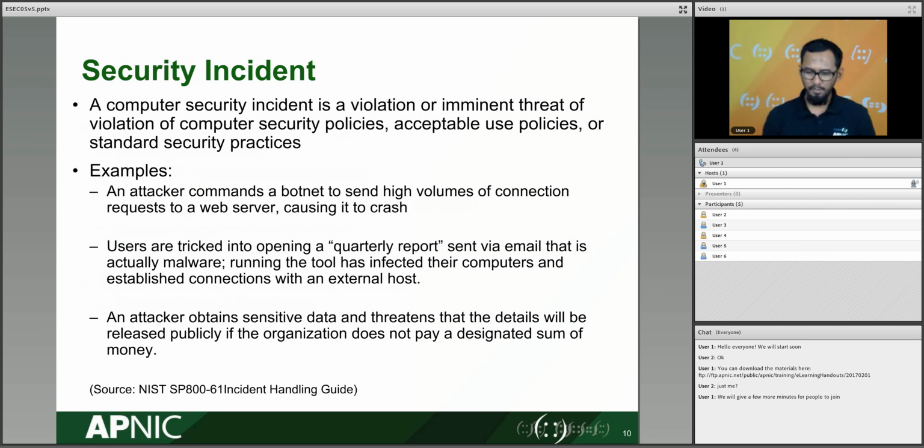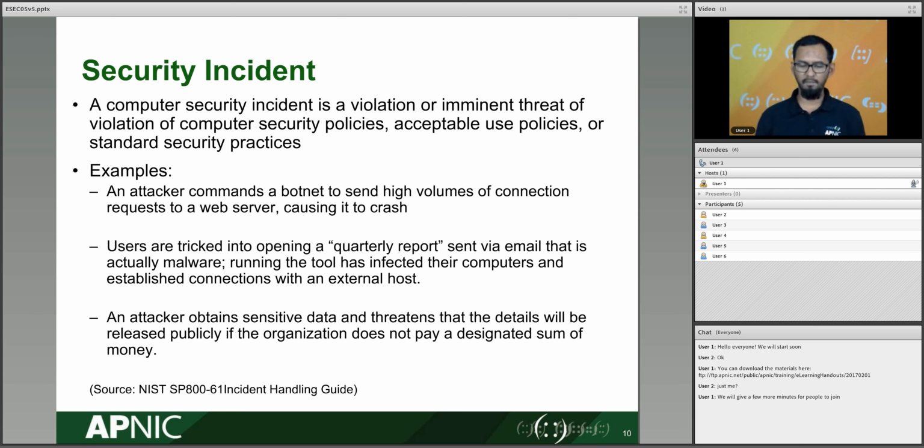So, before we go and talk about CSIRT, let's talk briefly about security incidents. I'm sure I don't have to explain that much here, but basically, a security incident is a violation or imminent threat of security policies, acceptable use policies, and standard security practices. Let's go into some examples. These are some of the examples that I have for you today.